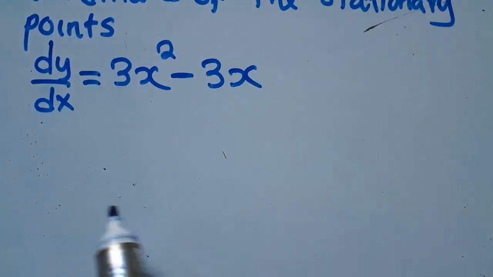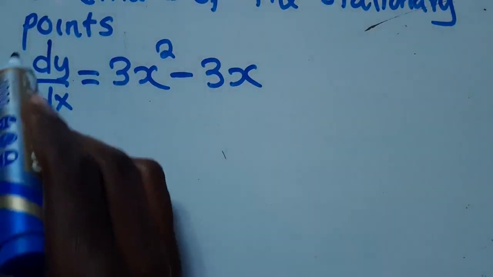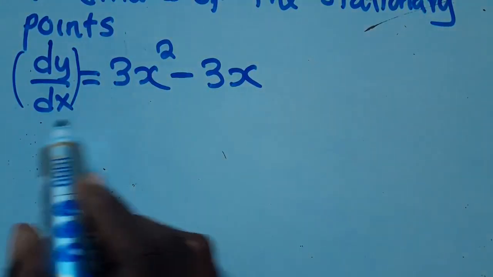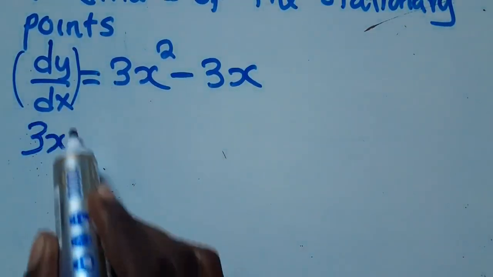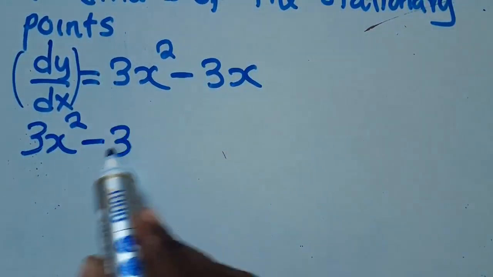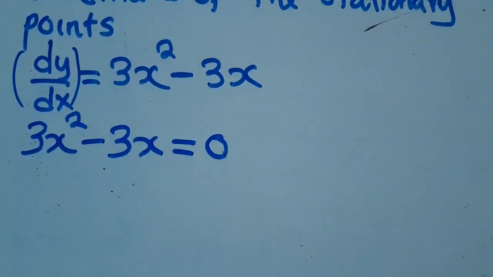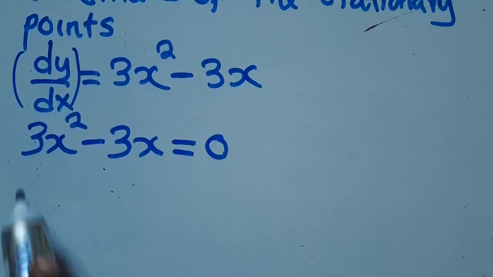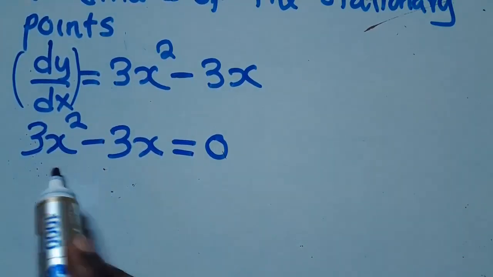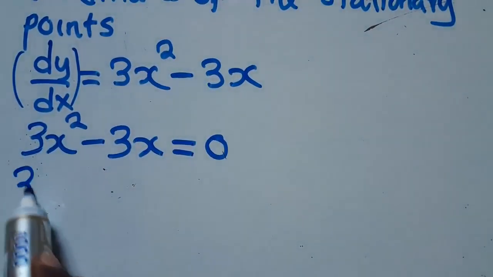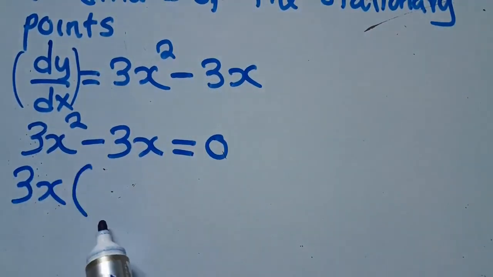So when you are asked to find the coordinates of the points, dy/dx should be equal to 0. Meaning you take 3x squared minus 3x and equate it to 0. Then you solve this. How do you solve this? You first factorize. What is common here? It is 3x.